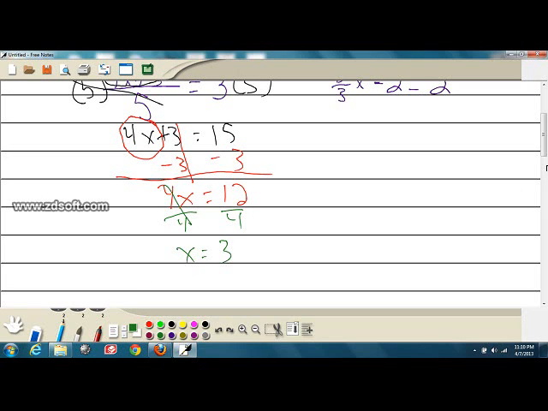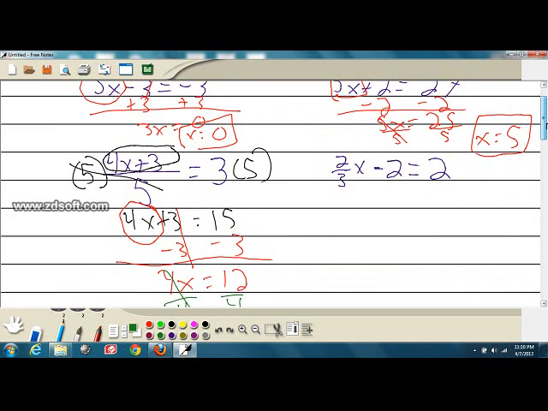Let's go ahead and plug it in real quick. So x is 3. 4 times 3 is 12. 12 plus 3 is 15. 15 divided by 5 is 3. So we're good.